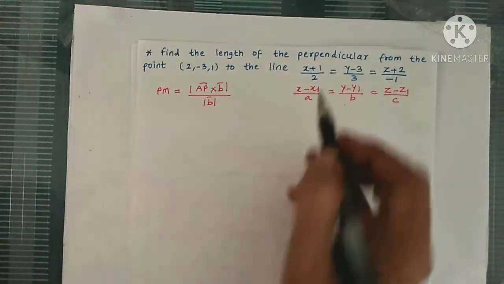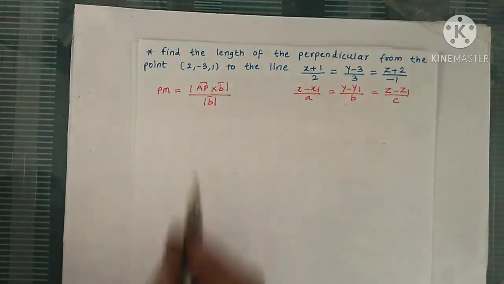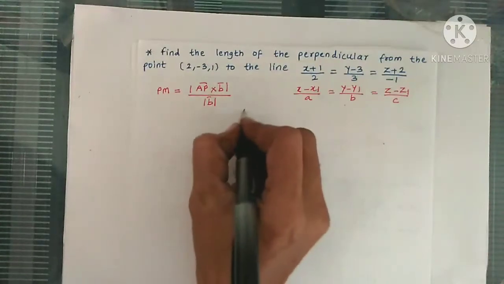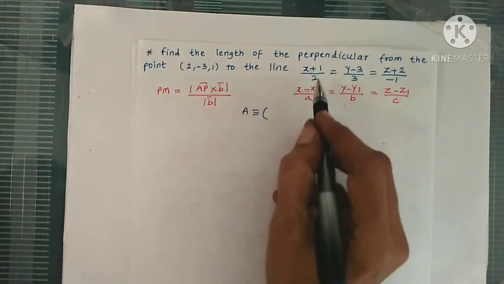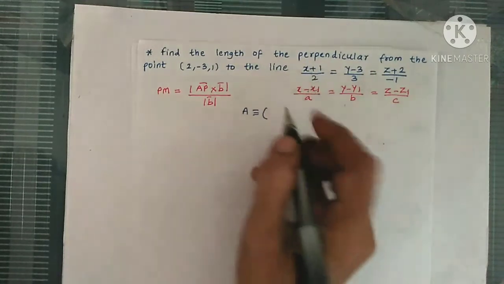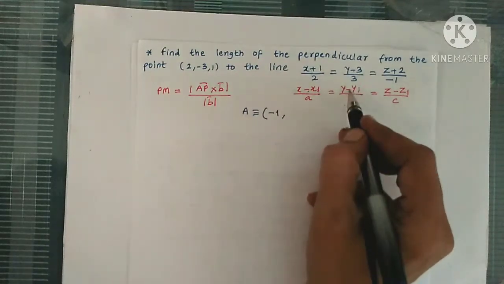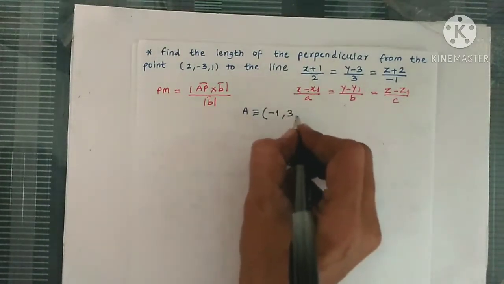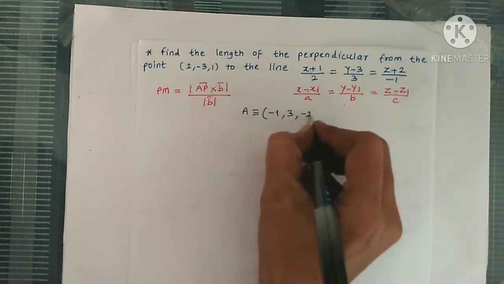And here x1, y1, z1 is a specific point on the line and a, b, c are the direction ratios of the line. So first let's write the point on the line. A is the point on the line. So point A: see, here in between we need a minus, so we can write this as x minus minus 1. So x1 is minus 1. Already we have a minus sign here, so comparing, y1 is 3. And here minus z1 is 2, that means z1 is minus 2.